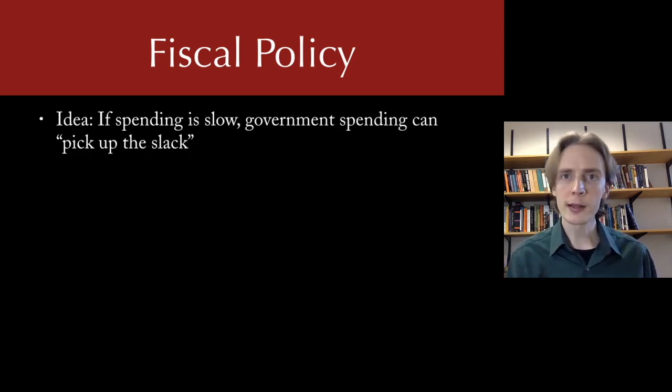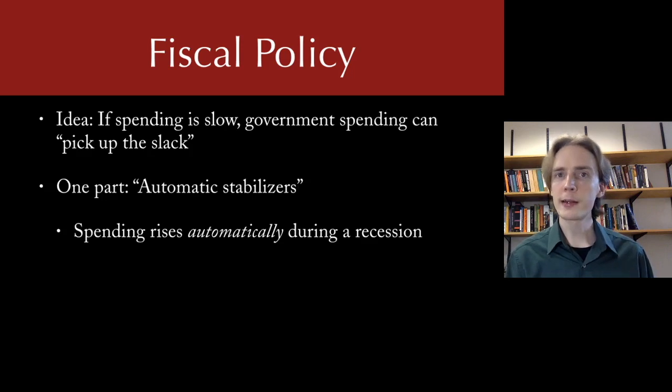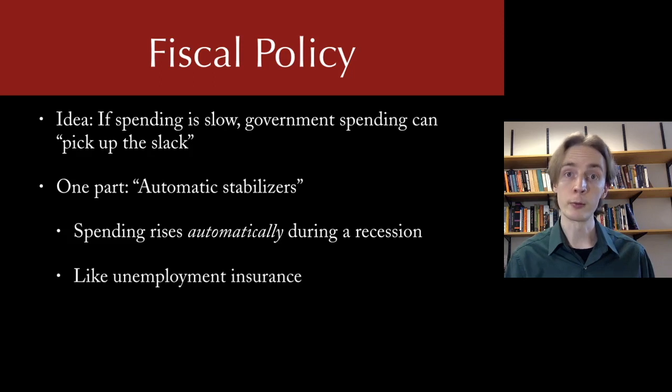Now, fiscal policy is composed of two parts. The first part is what are called automatic stabilizers. Automatic stabilizers are government programs with variable spending that depends on where we are in the business cycle. So for example, unemployment insurance would be an automatic stabilizer. When we're in a recession, more people are unemployed, and the government's going to spend more money on unemployment insurance. Right? And to some extent, that's going to offset.